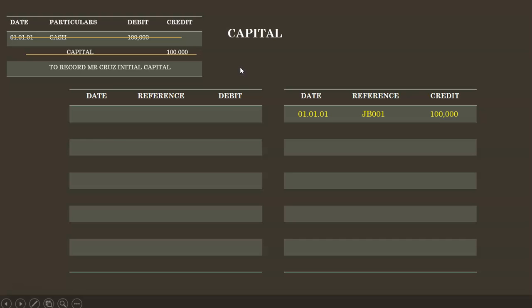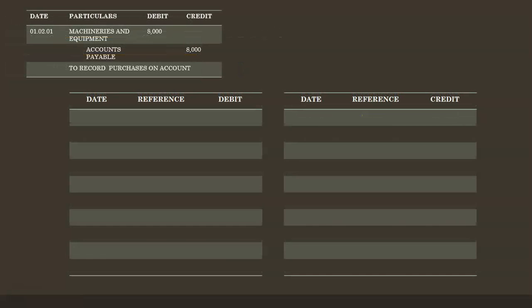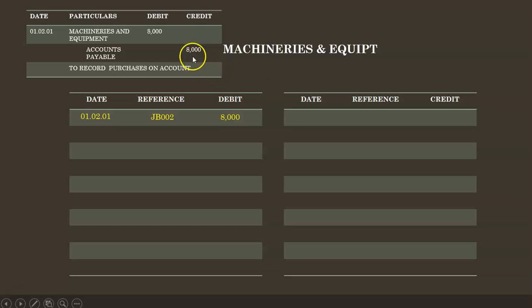So, let us check our journal book entry number 2. Yes. The machineries and equipment and the accounts payable. So, let us transfer or let us post. Machineries and equipment. Okay. Nilagay natin sa debit kasi nasa debit. See? Machineries and equipment sa ating journal book. Okay. We are done now with the machineries and equipment. So let us now proceed to post the accounts payable.